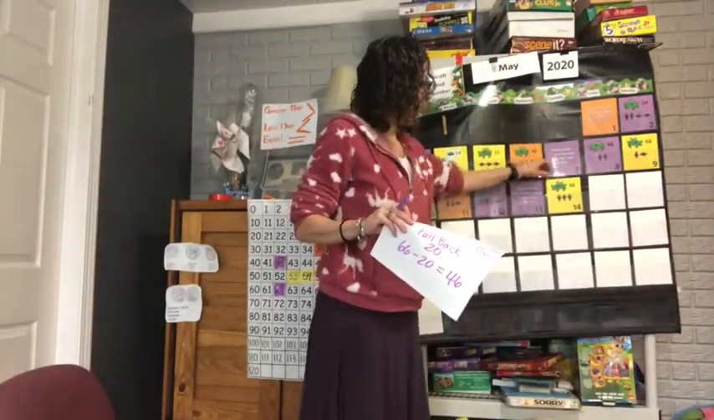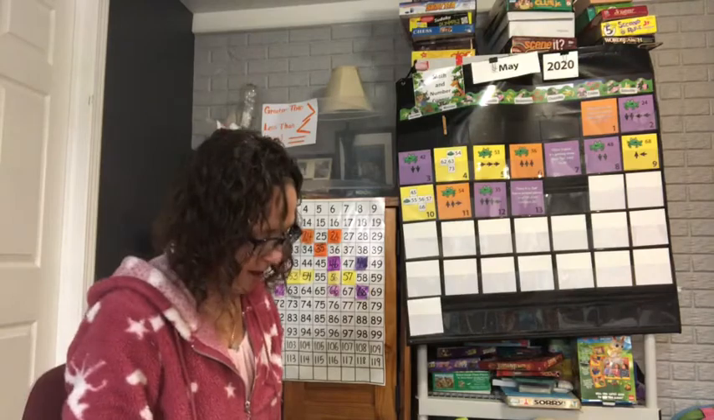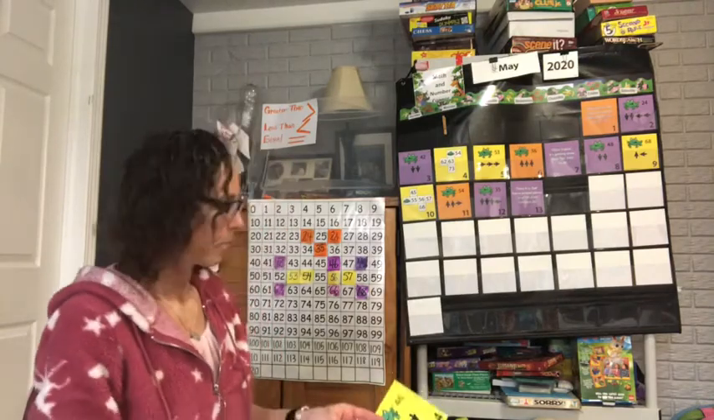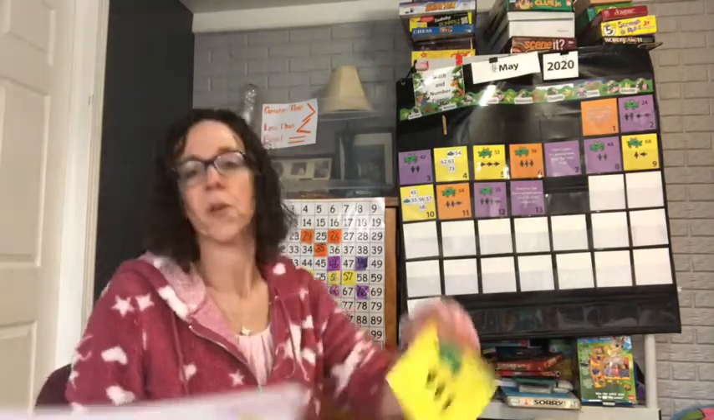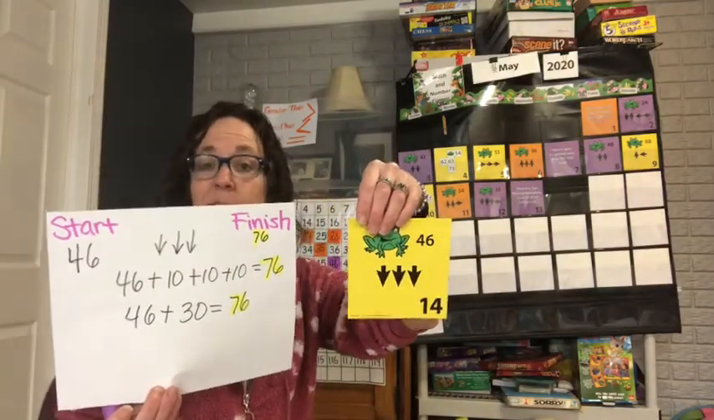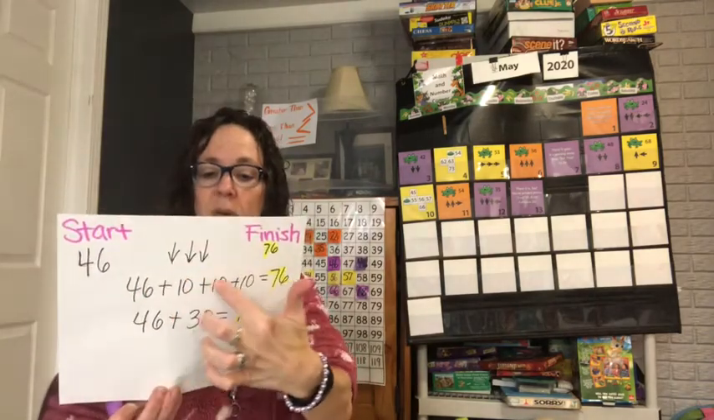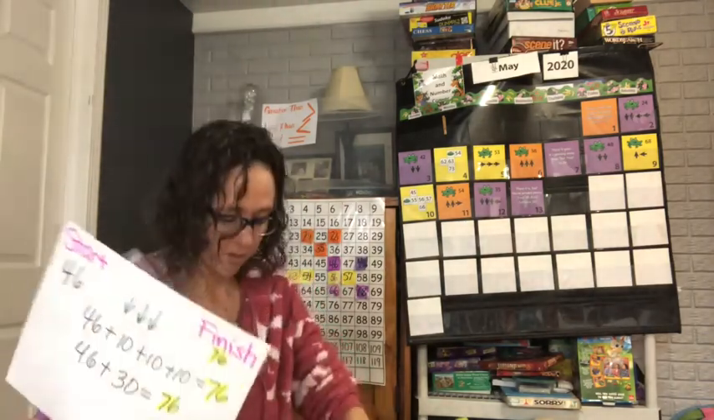And now, today, we're starting at 46. And this is what they're telling us to do, to jump down 3 arrows. So that's adding 10 each time, so we're adding 30. So I can say 46 plus 10 plus 10 plus 10, or I can say 46 plus 30.